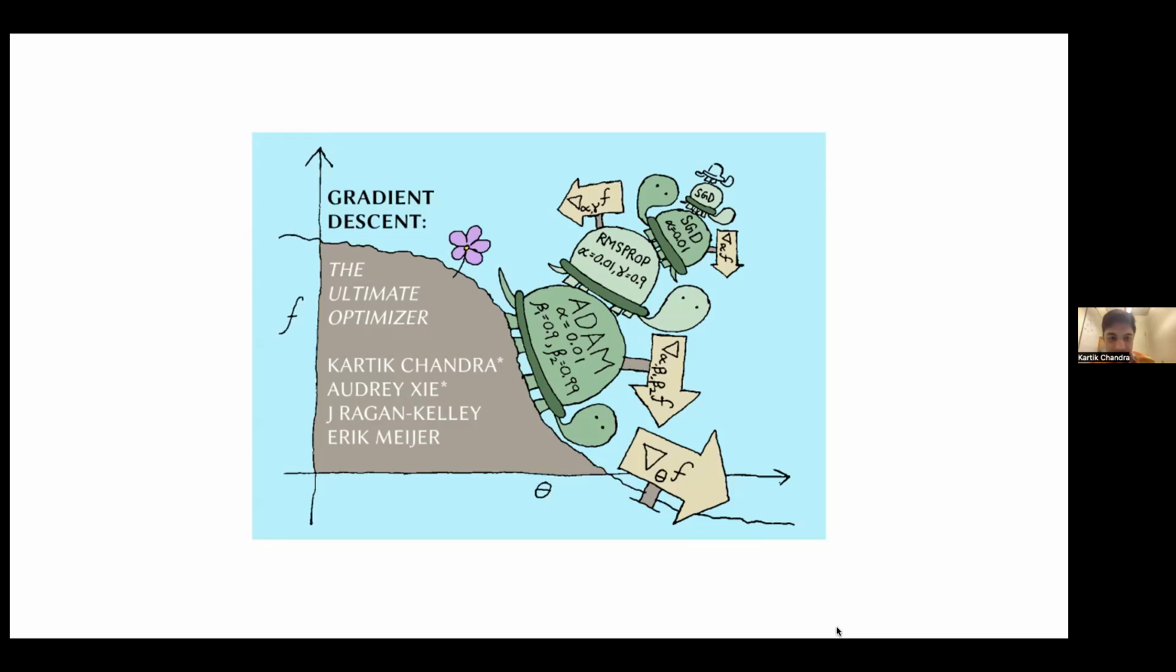This paper is called Gradient Descent, the Ultimate Optimizer, and I'm not entirely sure what the audience I'm speaking to is. I don't know what background you all have, so I'm gonna give a simple overview of this paper. But at the end, feel free to ask if you have more questions. I'll start off this talk and then hand it over to Audrey to finish it. So you'll get to hear from her soon enough.